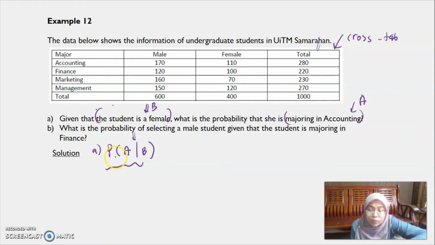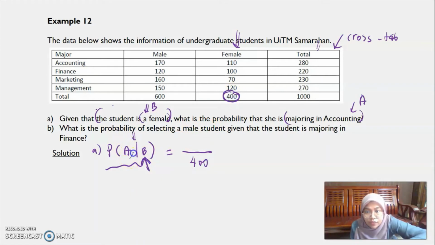Now for question A, the event that has already occurred is that the student is a female. So look at the column of female. In total we have 400 females in UiTM Samarahan. Now this event has already occurred, so the total outcome is 400.